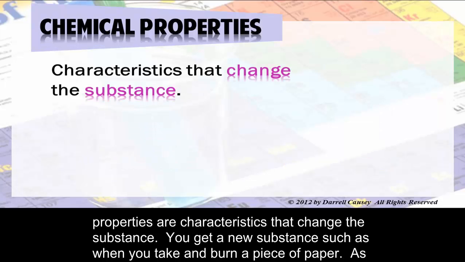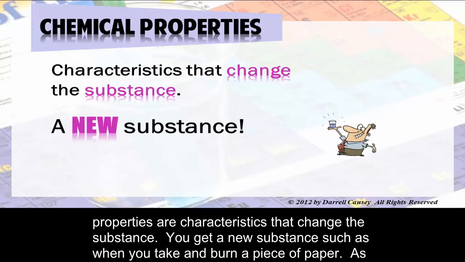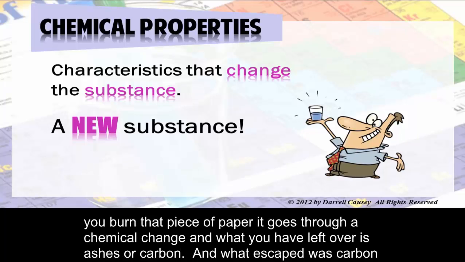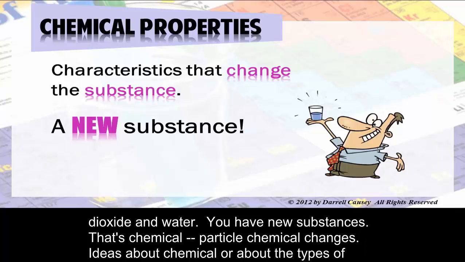Chemical properties are characteristics that change the substance. You get a new substance, such as when you take and burn a piece of paper. As you burn that piece of paper, it goes through a chemical change, and what you have left over is ashes or carbon, and what escaped was carbon dioxide and water. You have new substances. That's chemical properties, chemical changes.